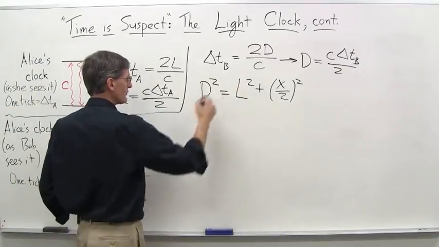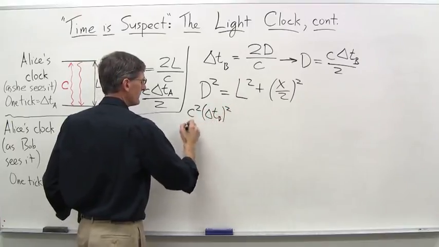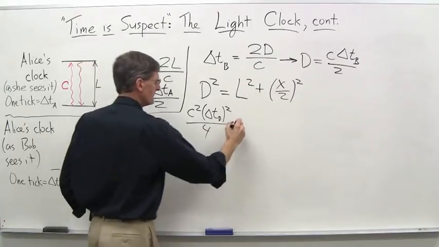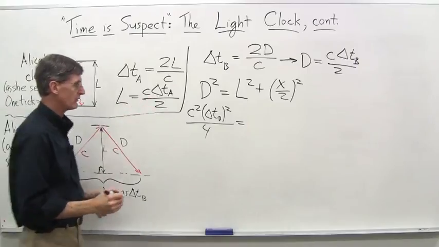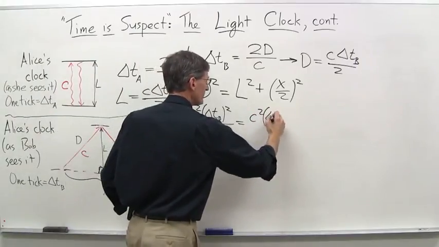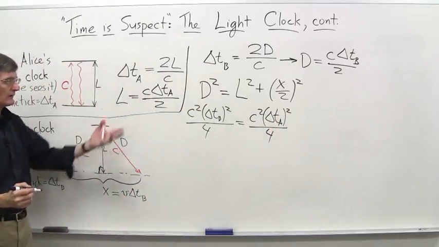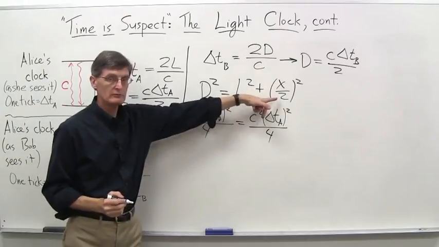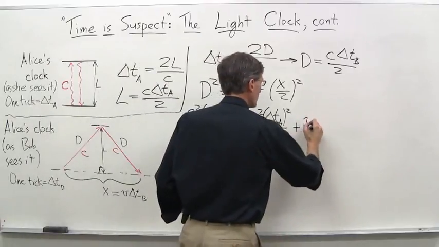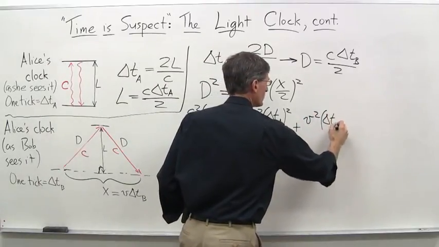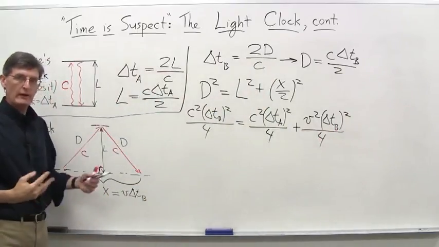So d here, if I square that, it's going to be c squared times delta tb squared, all over 2 squared is 4, of course, equals L squared. It's going to be c squared delta ta squared over 4. And I've got x squared over 4, right? 2 squared is 4. And x squared is v delta tb, so that's going to become plus v squared delta tb squared over 4.